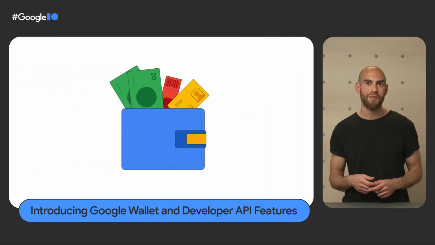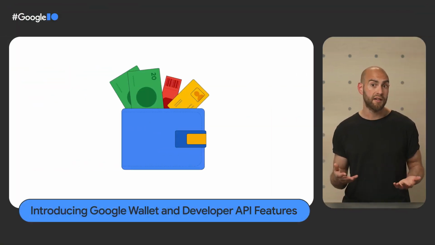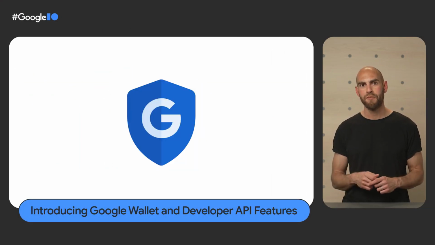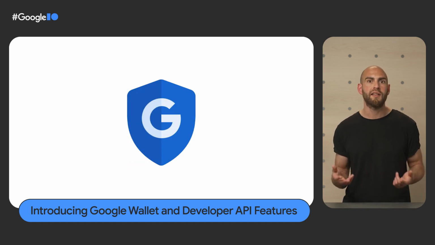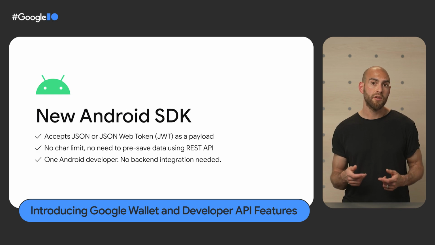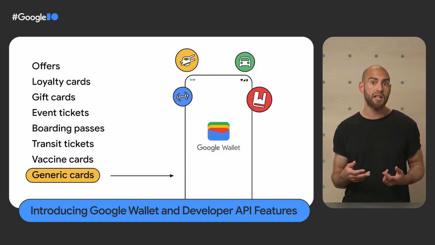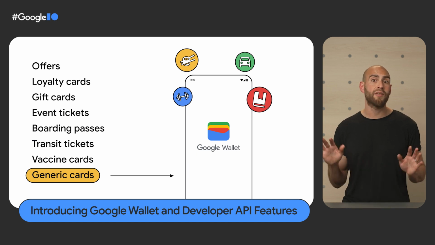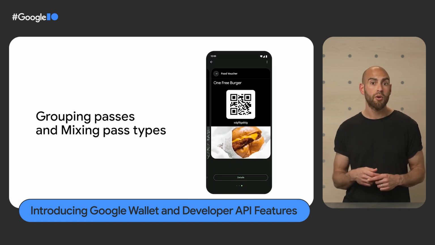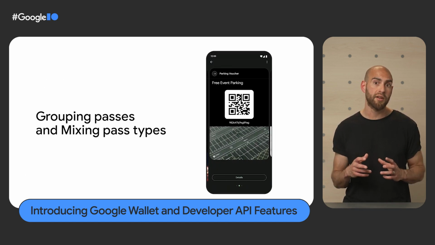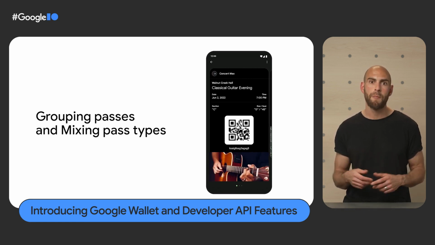The new Google Wallet gives you fast, secure access to your everyday essentials. From event tickets, boarding passes, to vaccine cards, you can now store anything in Google Wallet. We're evolving the previous Google Pay Passes API, now called Google Wallet API, to make it easier to save items to Google Wallet. We're launching a new Android SDK, which allows you to save passes directly from your app without a backend integration. We continue to support all the existing pass types, but are adding a new generic card, allowing you to save anything not covered by the existing pass types, such as membership cards, reservations, or vouchers. We're also adding the ability to group multiple passes together, for example, grouping an event ticket with a voucher.